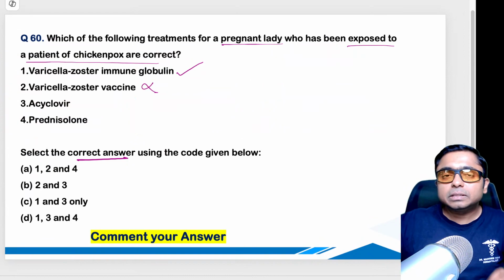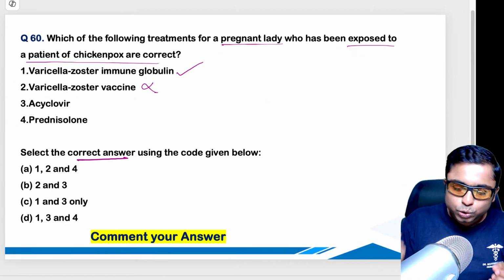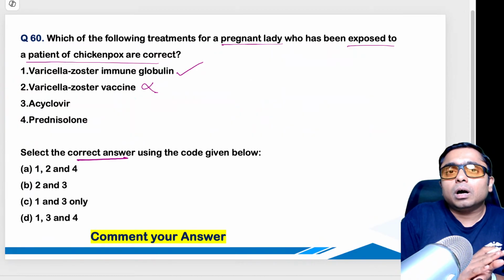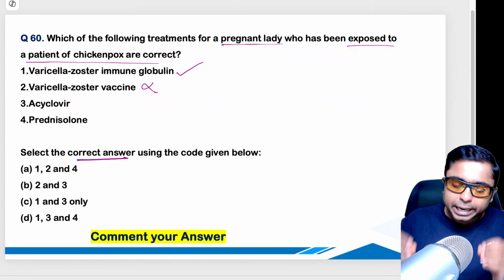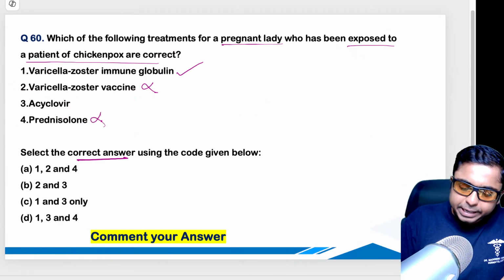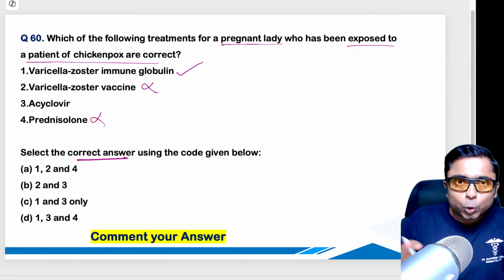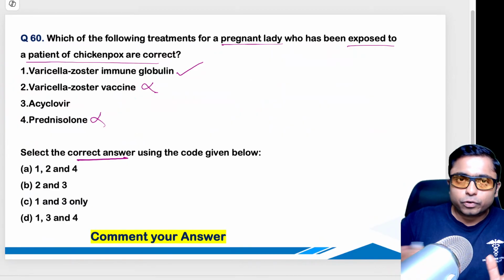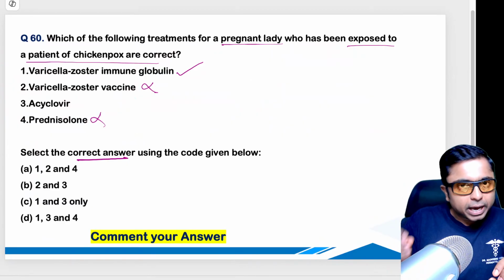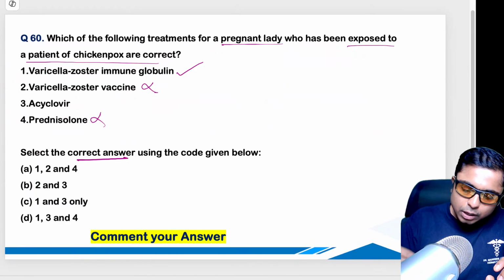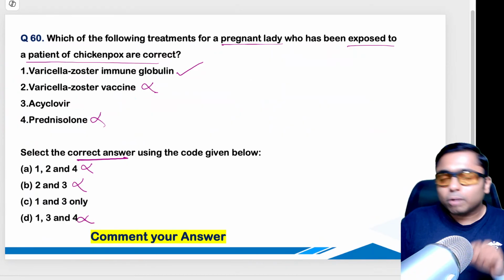This cannot be given. This is a live attenuated vaccine. So we have to not use this. This is contraindicated in a pregnant woman. And also prednisolone, it is a steroid. It has no role in the prophylaxis or in the treatment of the viral infection. So we are not going to use that. So we can rule out 2 and 4 should not be there. So 2 here, and 4 here. So we are left with the option C, which is going to be marked correct here.